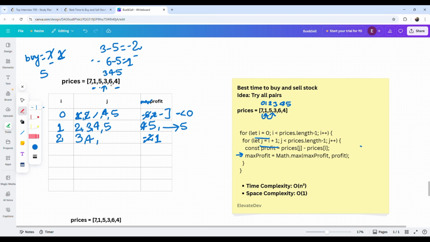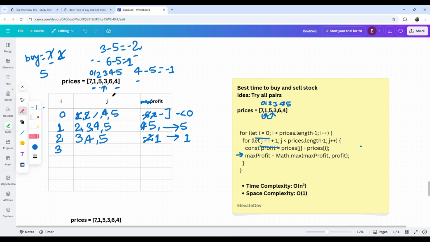Now J is going to move forward and it will have 5. So at 5 we have 4. So 4 as selling price and 5 as buying price is not going to work, as 4 is not greater than 5. At this point, what we have achieved as max profit, 1 is not greater than minus 1, so the max profit is not going to get updated. So we have achieved 1 as max profit. Now let's try some other indexes to see whether we are able to achieve some good values or not.